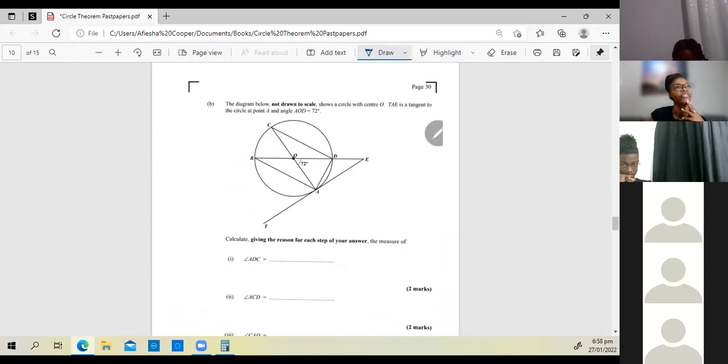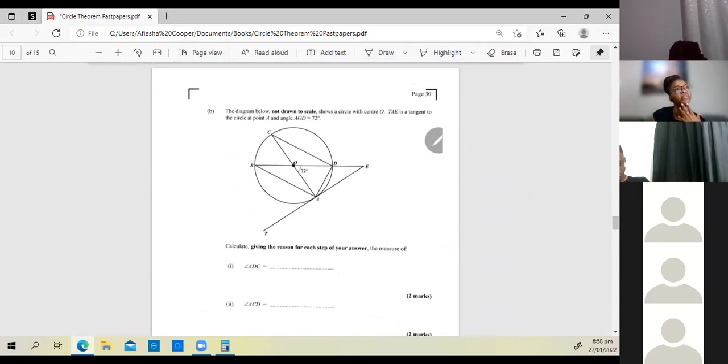The diagram below, not drawn to scale, shows a circle with center O. TAE is our tangent to the circle at the point A. AOD is 72 degrees. How much is ADC? ADC, how much is that? 90 degrees. Of course, the reason is a semicircle, the triangle formed through the semicircle, the diameter.